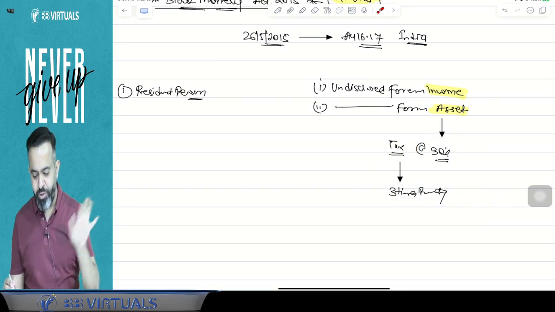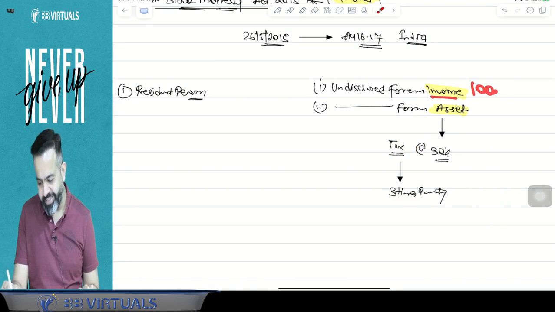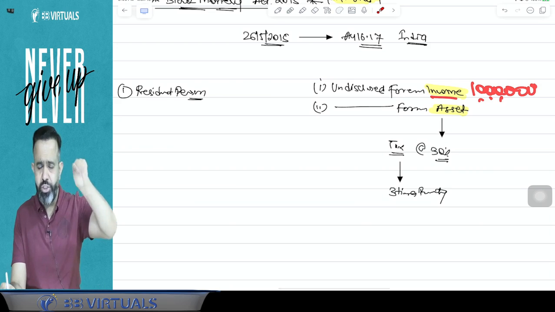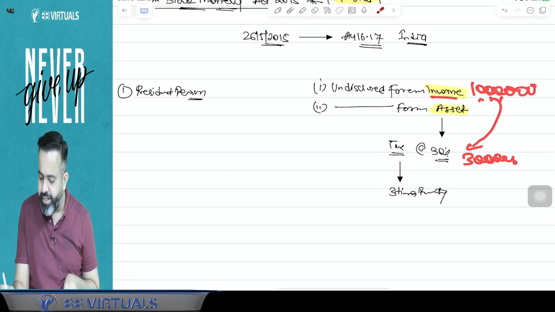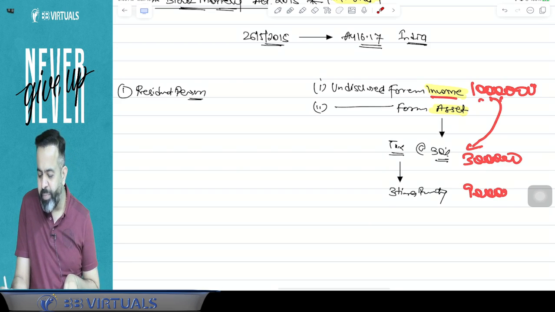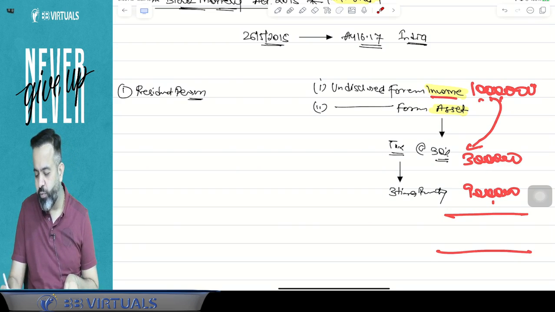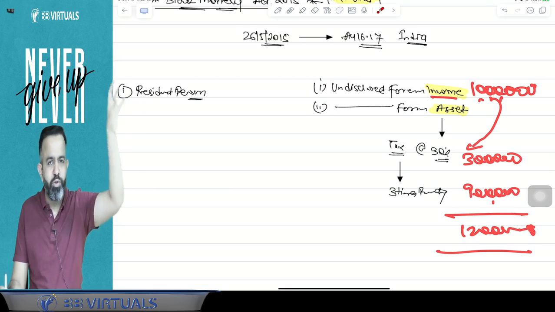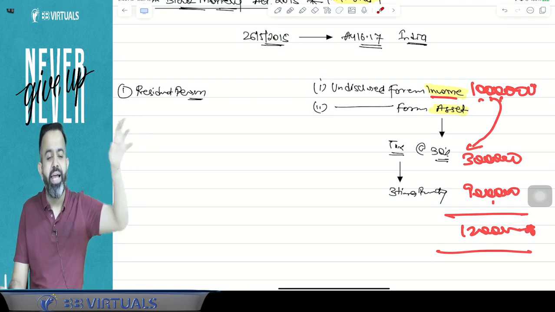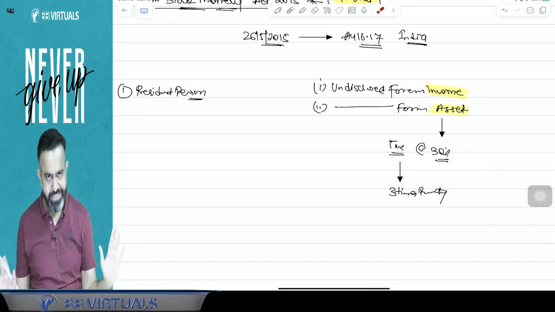For an example, suppose your undisclosed foreign income was 10 lakh. So on this 10 lakh rupees, if they catch that 10 lakh income, then on this 10 lakh, 3 lakh will be the tax. And guys, 9 lakh will be the penalty. So overall, you have to pay 12 lakh rupees to the government. Your undisclosed foreign income was only 10 lakh, but here you have to pay 12 lakh rupees to the government under the Black Money Act.